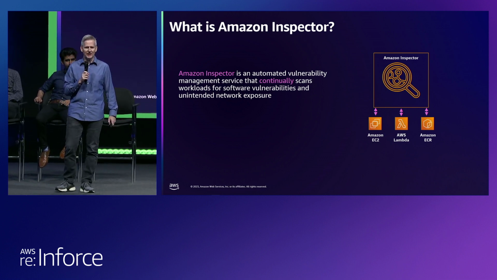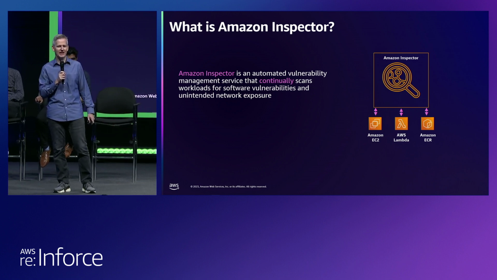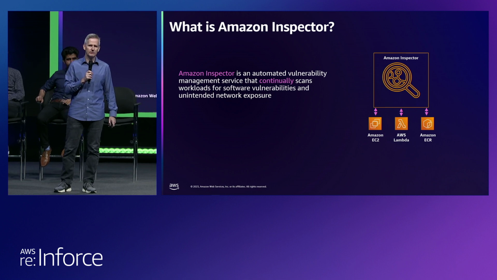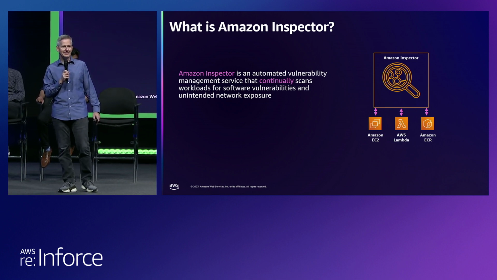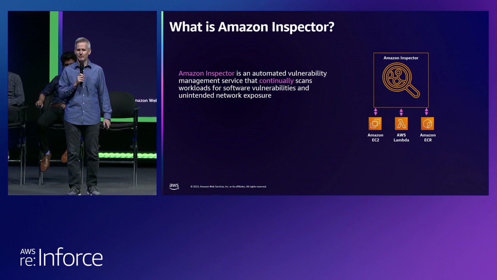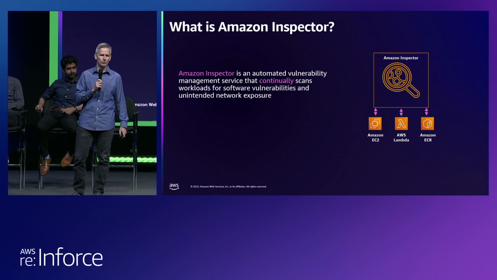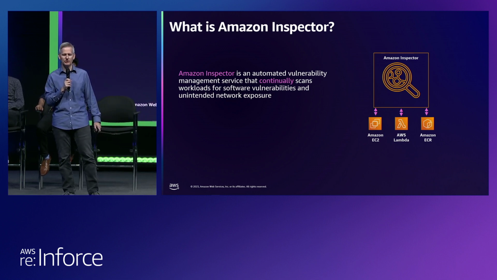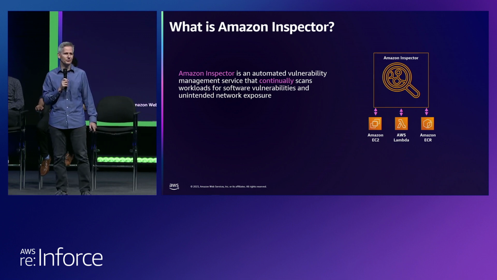Instead, the new Inspector is an automated vulnerability management service that continually scans your workloads, and we look for software vulnerabilities and unintended network exposures. Today, we support 3 different types of resources through Amazon Inspector. We support workloads on EC2, we support Lambda workloads, and we support workloads running on containers through assessment of images within ECR.